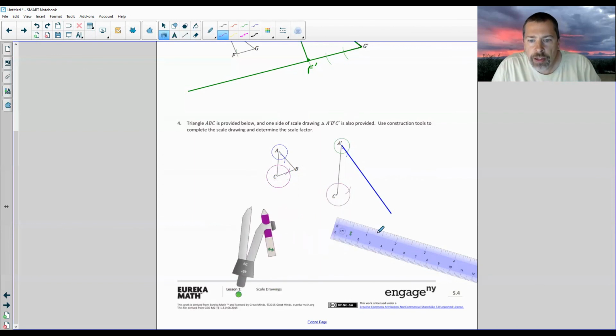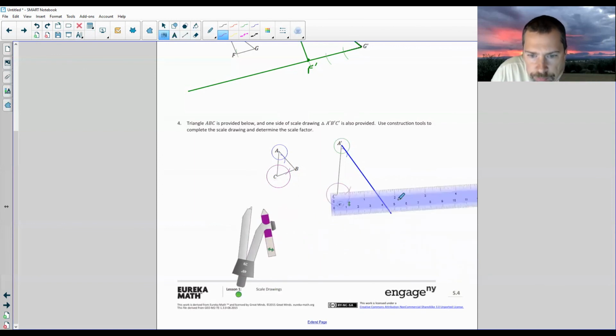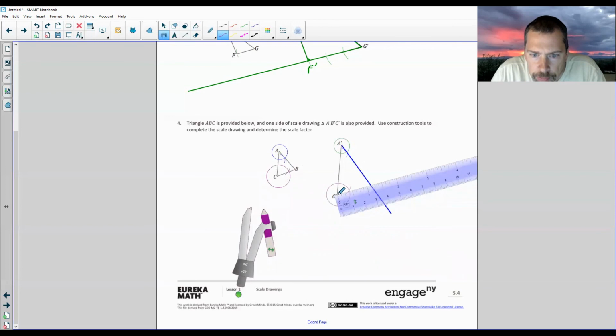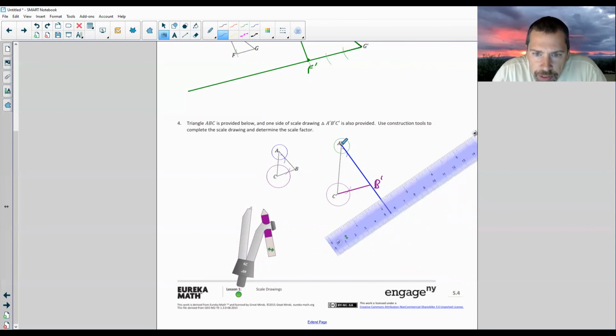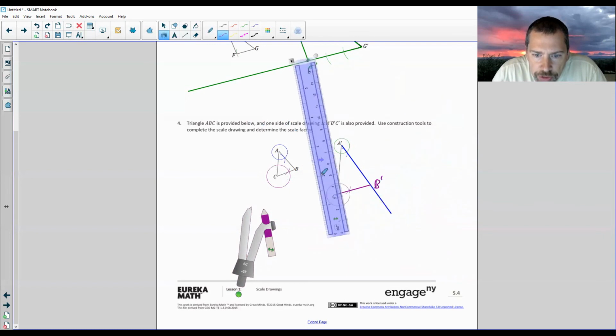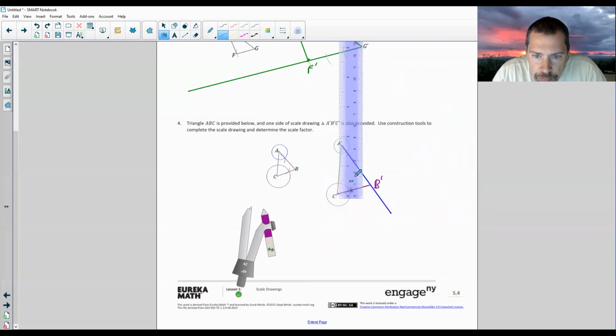And right there. Then I take my ruler, put it at 0. Rotate that up, draw a segment. That is B prime. So there is a triangle. And then it says to determine the scale factor. Okay, so we've copied it. They gave us A prime, C prime. So now just to determine the scale factor, all we have to do is measure.